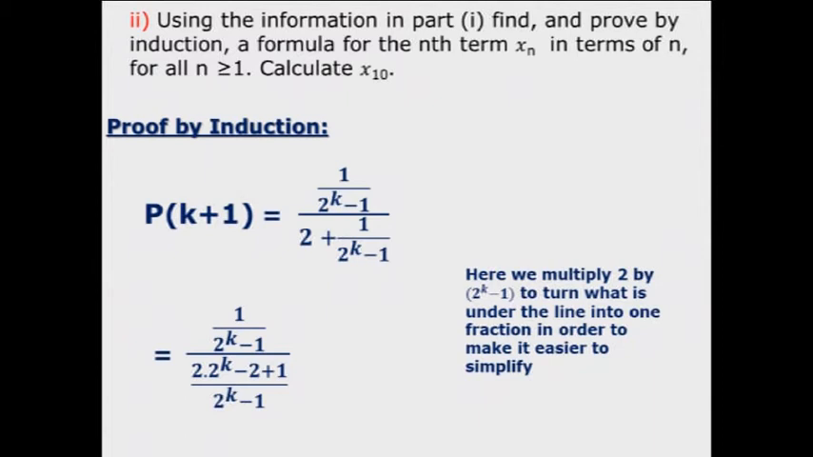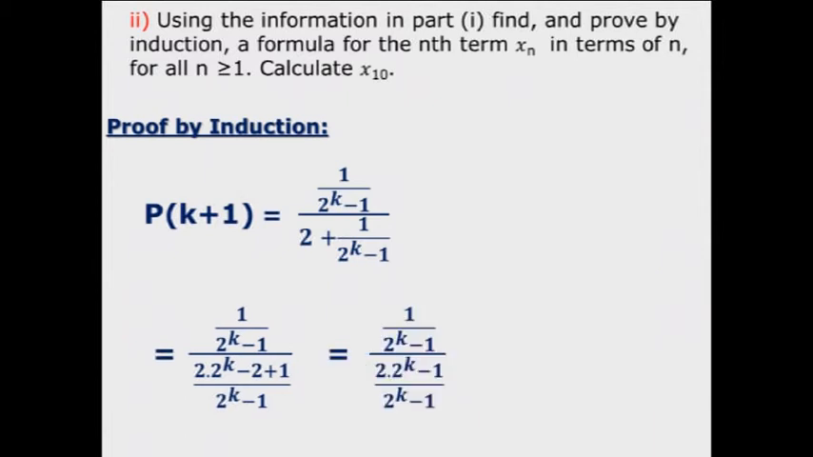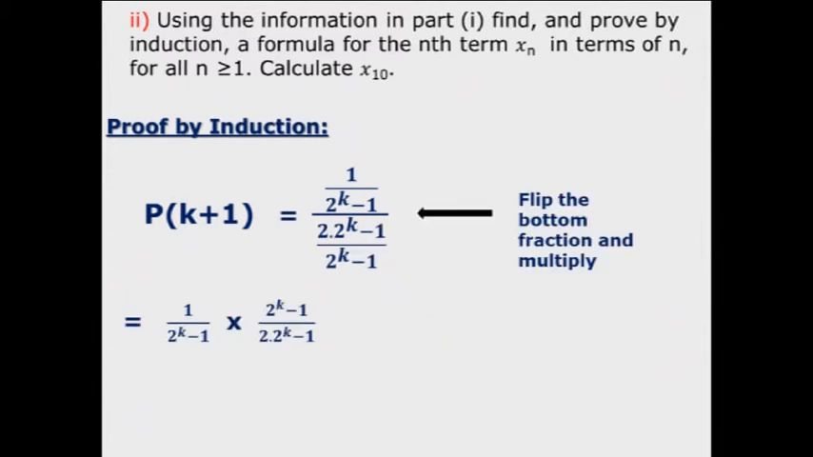We can see here we have them over a common denominator. Minus 2 plus 1 is minus 1. The top set is the exact same. So we have 2 times 2 to the power k minus 1 all over 2 to the power k minus 1. We divide these. When dividing, you just flip the bottom of the fraction and multiply.